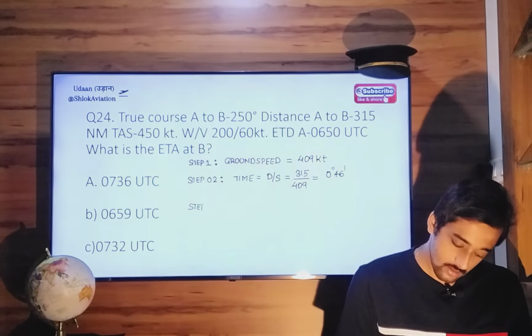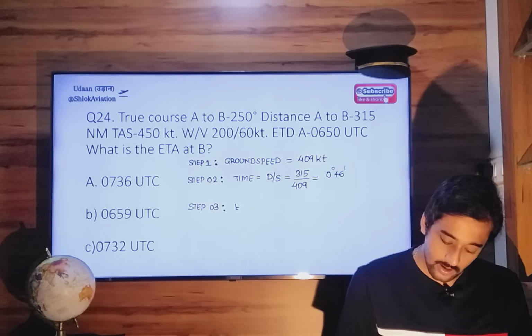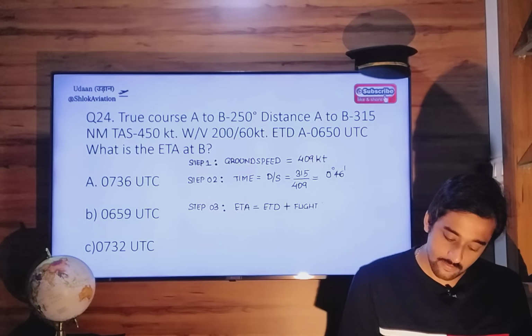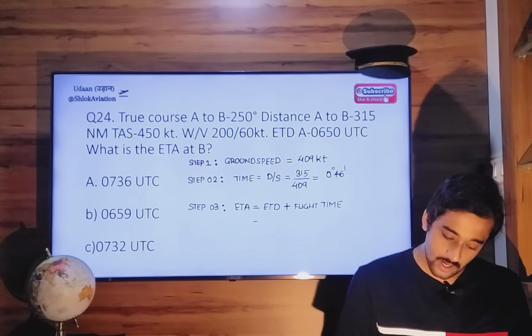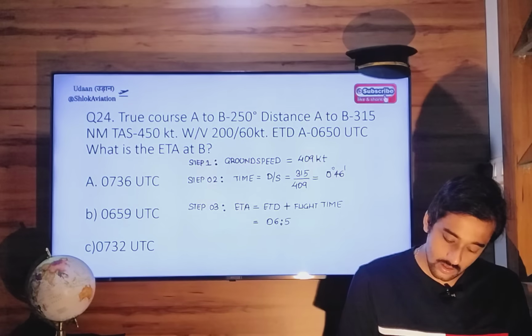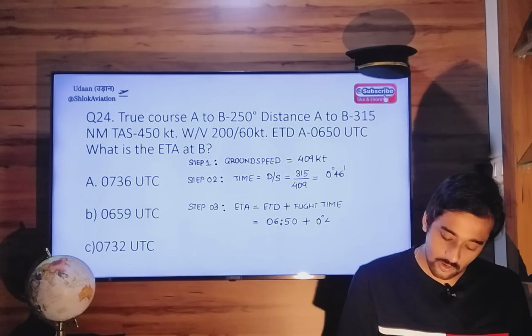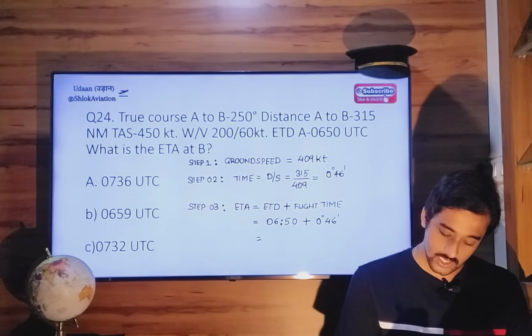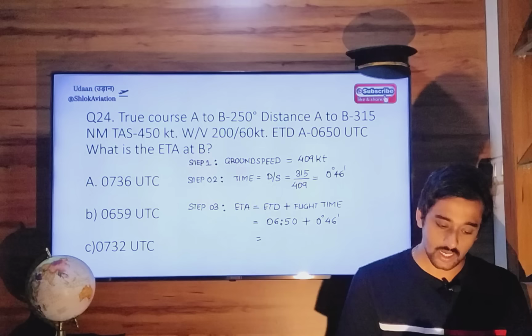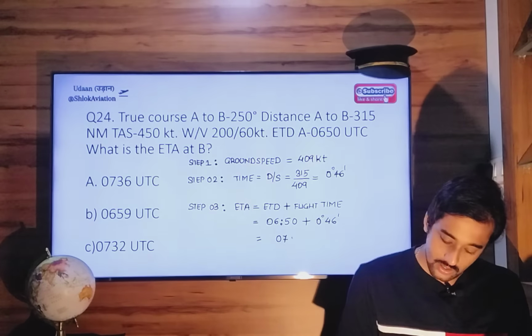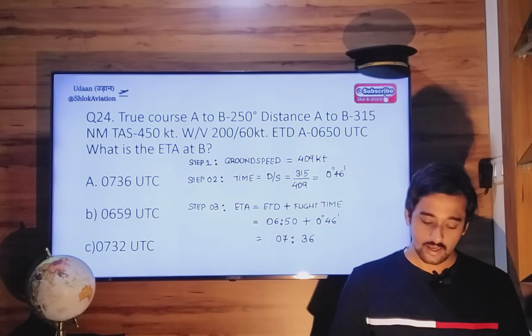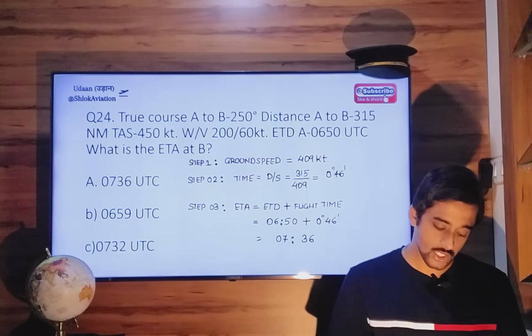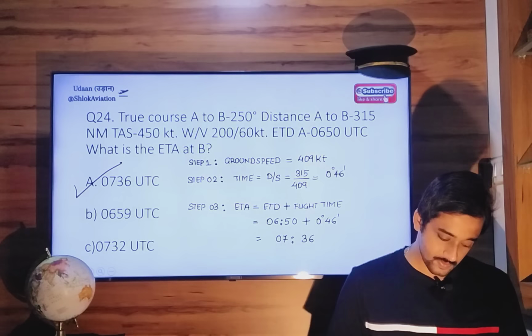Step 3. Estimated time of arrival equals estimated time of departure plus flight time, journey time. So departure is 0650 plus 0 hours 46 minutes. So 6 hours 50 minutes plus 0 hours 46 minutes is 7 hours 36 minutes UTC. So you will reach your destination at 0736.